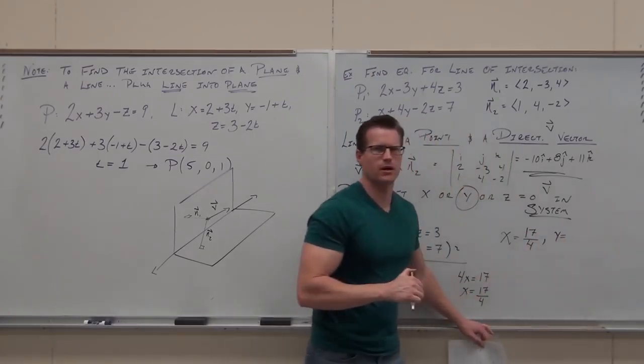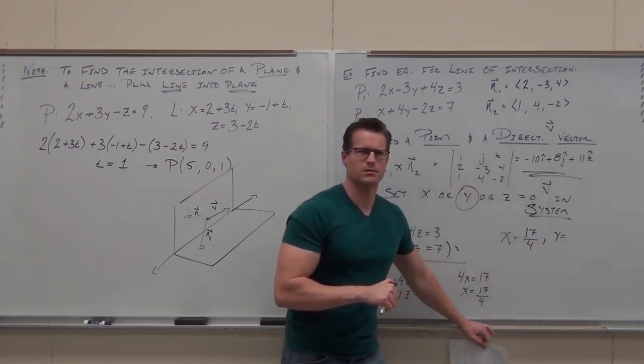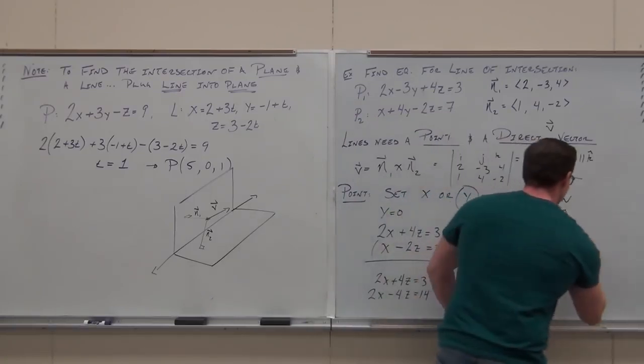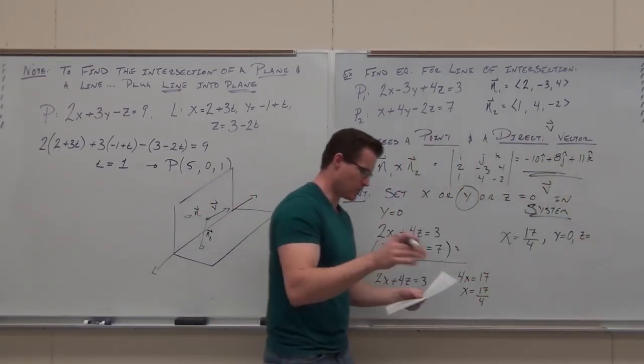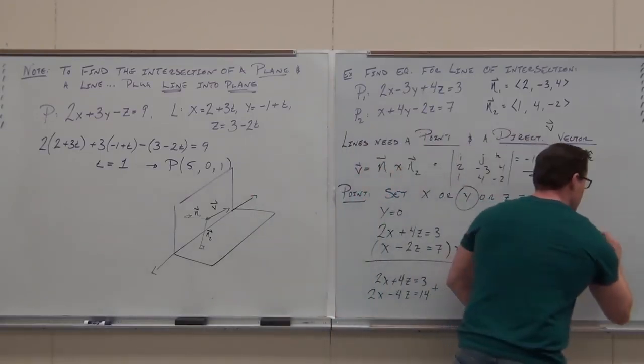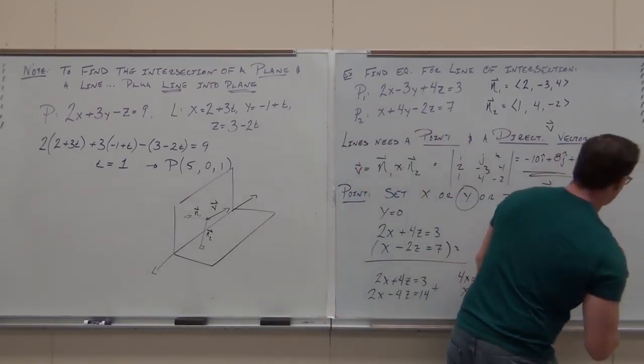Now let me think about it. What would the y be? 0. Well, I set it equal to. And z, if you substitute in, which I want you to try on your own at some point, is negative 11 over 8.